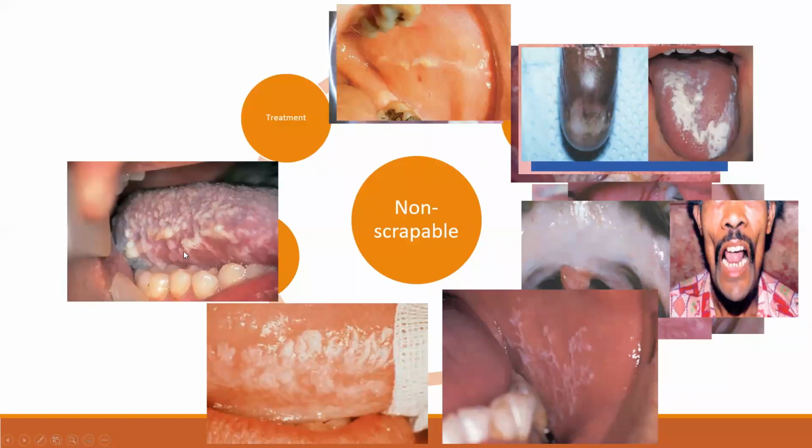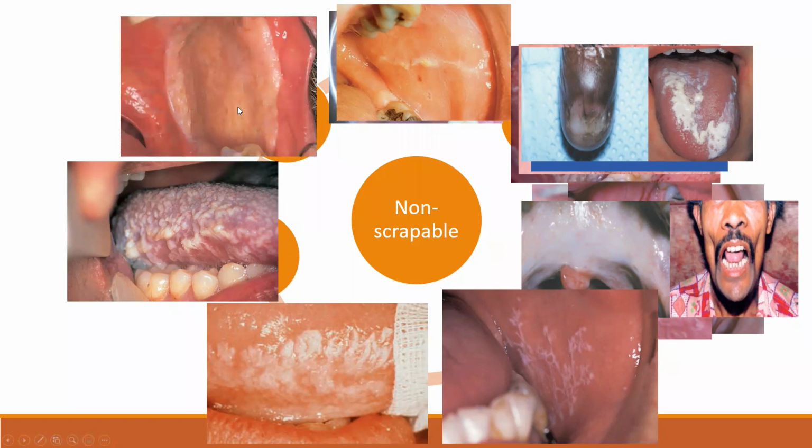This is an example of uremic stomatitis as a complication of acute renal failure. Clinically, you can diagnose this because the patient has bad odor, his breath smells like ammonia or that of urine. And this is an example of skin graft or any graft which can be used in the oral mucosa. These are all the examples of white non-scrapable lesions.